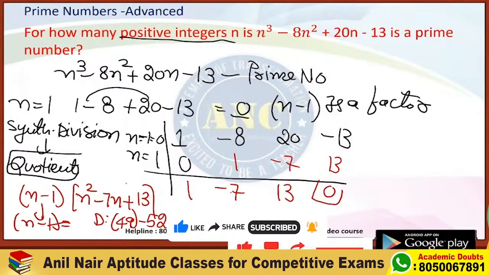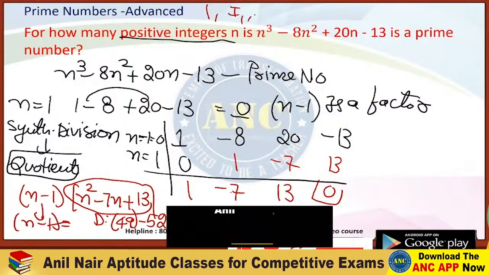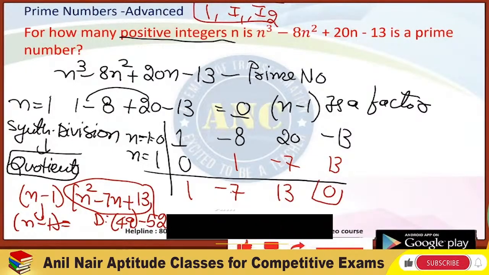It is less than 0. That means the roots are imaginary. So I am getting 1, 1 plus i, 1 minus i. I hope it is clear. Again I am repeating.